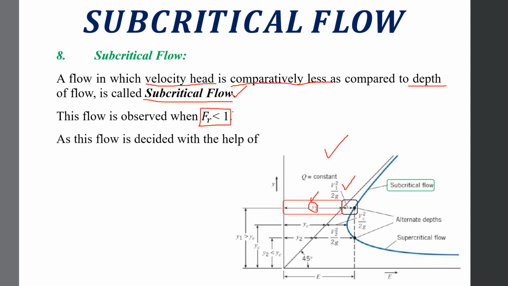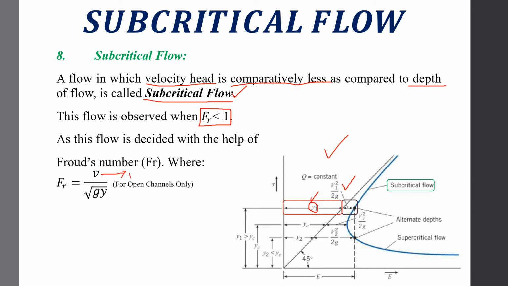This flow is decided with the help of Froude number, so Froude number is equal to v over square root of gy. Here v is the velocity of flow, and the square root of gy is known as the celerity of fluid waves, celerity of water waves. This is known as celerity or depth dependent acceleration.